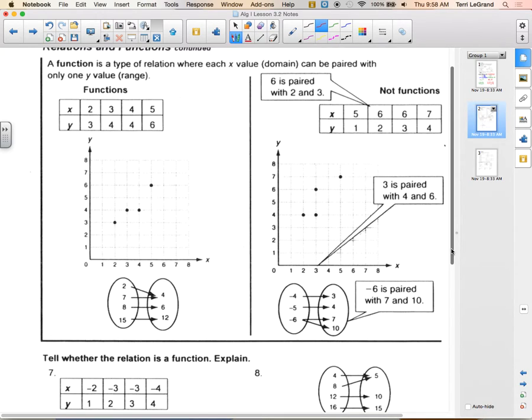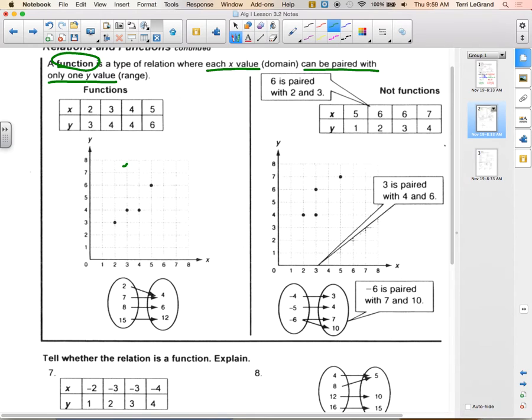Okay, a function is a special type of relation, remember. So a function is a set of ordered pairs also. But what makes it special? Circle the word function here. A function is a relation where each x value, and that's important, it's the x value that controls things, can be paired with only one y value. Each x can only have one y.